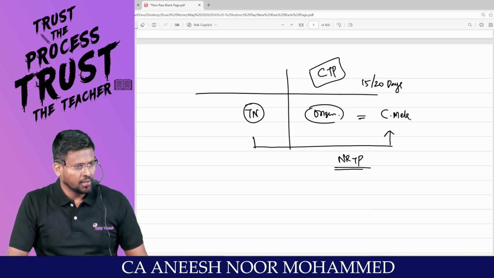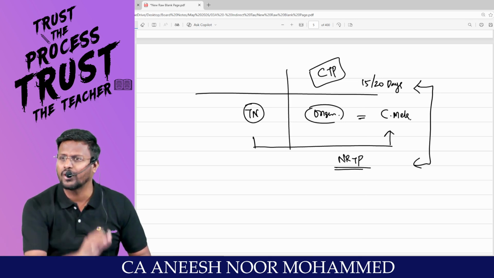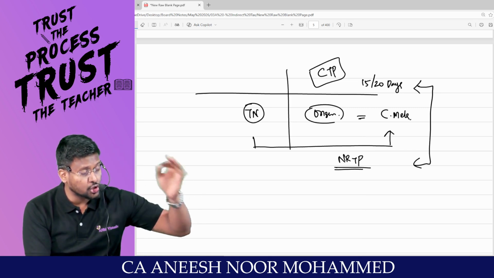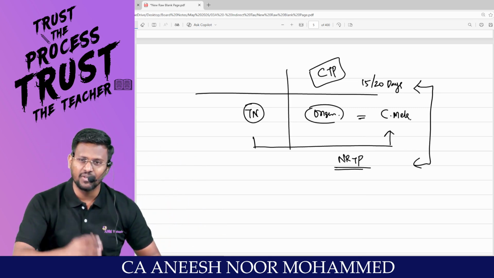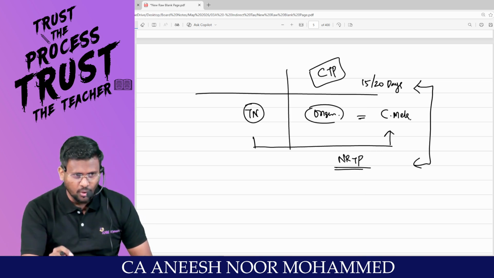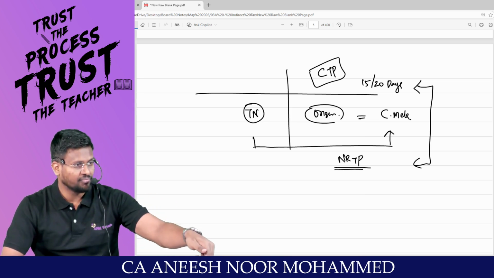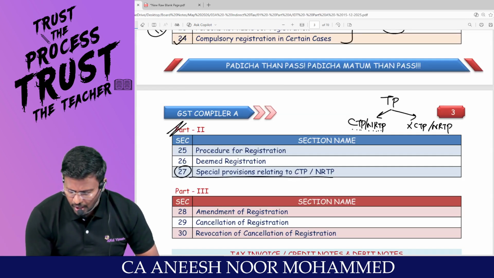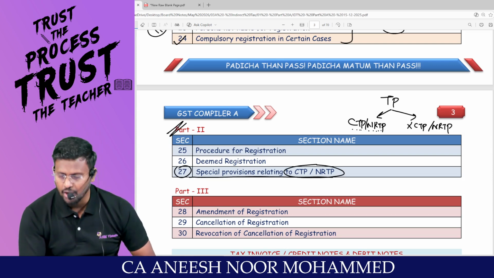Don't worry at all. These two people are going to be in Orissa for 15 to 20 days. If you tell them they have to take registration with this much procedure and these many rules, they will say that they are not coming to the mela at all. It is very difficult to take registration rather than come and convince the customers coming to the mela. That's why section 27: special procedure relating to casual taxable person or non-resident taxable person.